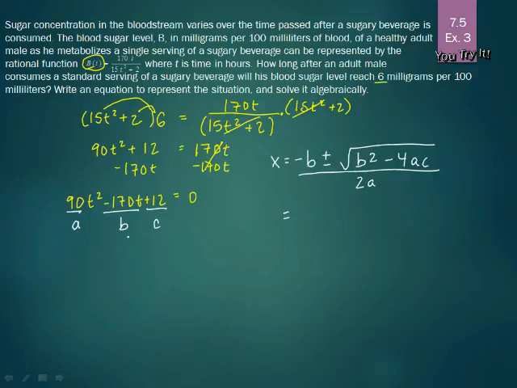And so then plugging in a, b, and c into our quadratic formula, we get negative b. So remember, b is negative 170. So negative 170 is just positive 170 plus or minus the square root of b squared, so negative 170 squared minus 4 times 90 times 12, all divided by 2 times 90.